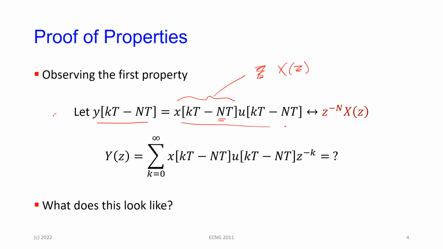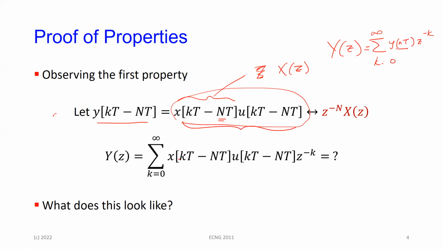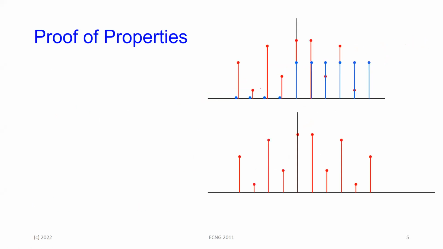the z transform Y(z) is the sum from k equals naught to infinity of y(nT) z to the minus k. So I just substitute y(nT) into here, which is this bit here. And we have this expression now. So what does that look like?